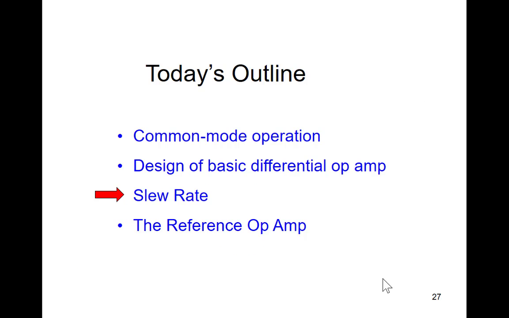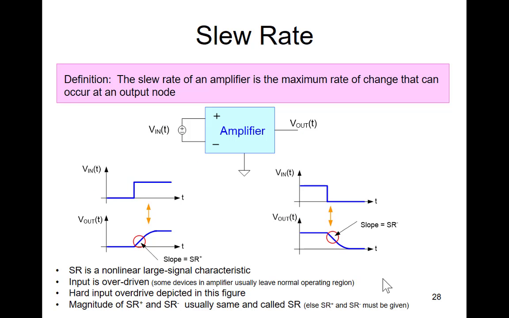Let's talk about slew rate. So we looked at different parameters. So far we've looked at parameters related to the small signal operation. Now we look at a little bit of a different parameter, and this is slew rate. Definition: the slew rate of an amplifier is the maximum rate of change that can occur at the output node.